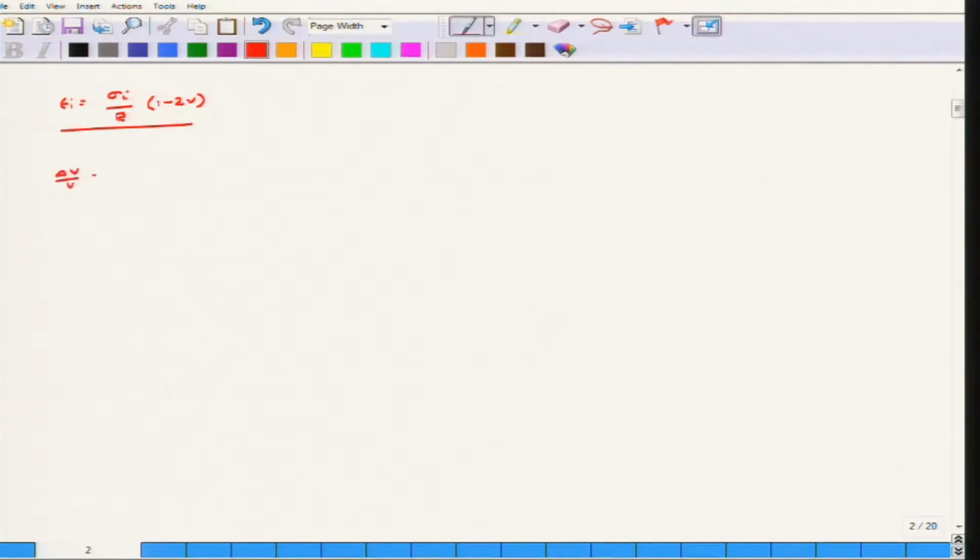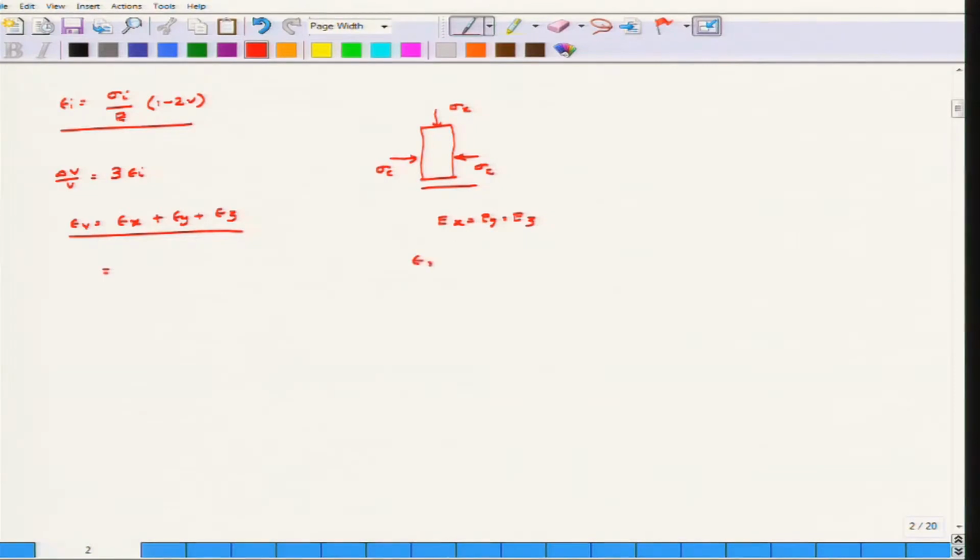The volume change, as we all know, is equivalent to 3 epsilon I. Now how did I get that? This is because the volumetric strain epsilon V is the sum of the strain in x direction, the strain in y direction and the strain in z direction. From the problem itself, it is an isotropic stress loading. That means it is subjected to equivalent stresses in all three directions, sigma c and sigma c. So if E is constant in all three directions, that is Ex equal to Ey equal to Ez, then epsilon will also be constant in all three directions. That is epsilon x will be equivalent to epsilon y and epsilon z. So you can write this as 3 times epsilon x, or 3 times epsilon I, so 3 times sigma I by E into 1 minus 2 nu. So this is the total volume change.